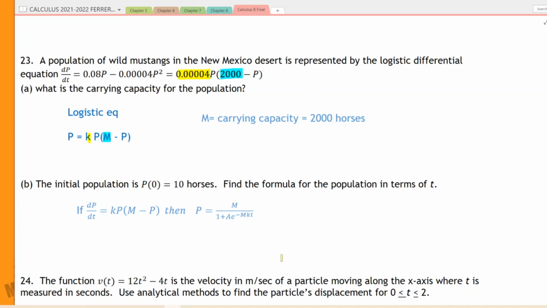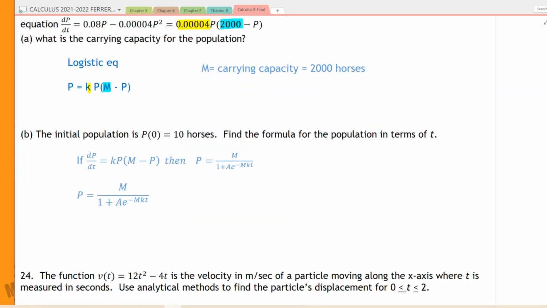Let's copy that population equation and start substituting things. The first thing to substitute is that M is 2000. And if M is 2000 and k is 0.00004, then negative Mk, here's a little trick, you can find it in this differential equation, it's right there: negative 0.08. If you're unsure, multiply those numbers and you should get 0.08.